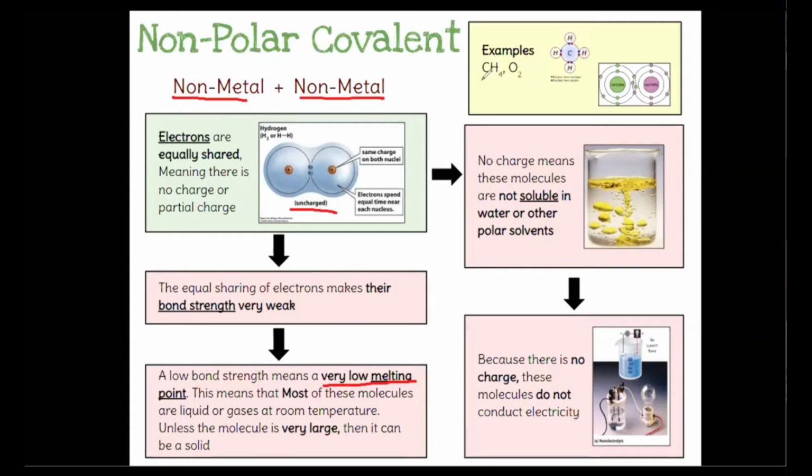The examples that they give here are methane, which has hydrogens and carbons. These are all nonmetals, and because the hydrogens are spread around equally around the carbon, they end up evening out any charges. There's no positive or negative side on these. And then the other one is our atmospheric oxygen.